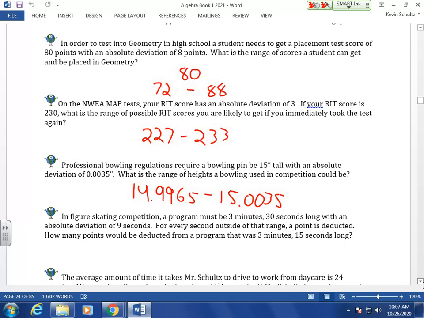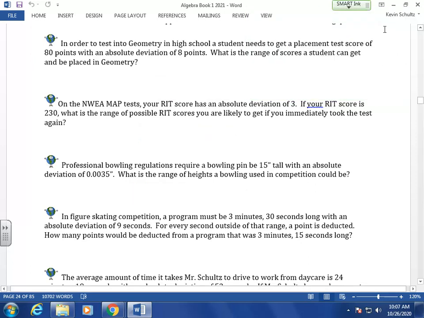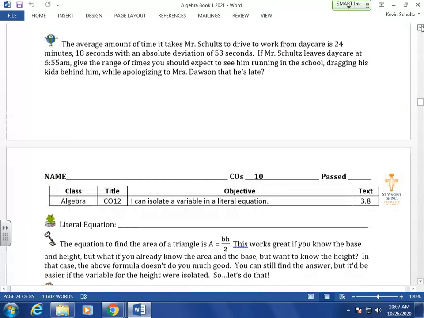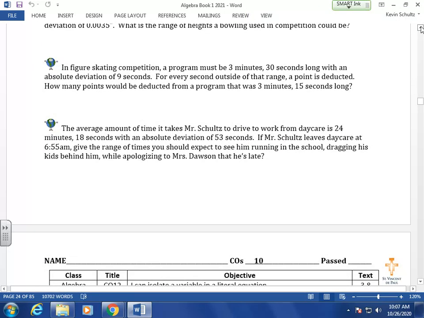Okay. In figure skating competition, a program is 3 minutes and 30 seconds long with an absolute deviation of 9 seconds. So I'm going to scroll down here so I can write a little bit better. If 3:30 is your target with an absolute deviation of 9 seconds, that means to be okay, your program can be 3 minutes and 21 seconds to 3 minutes and 39 seconds. Anything outside of that range, you're going to lose points for it being too short or too long.